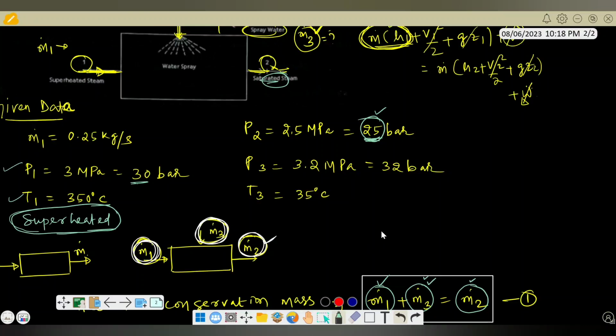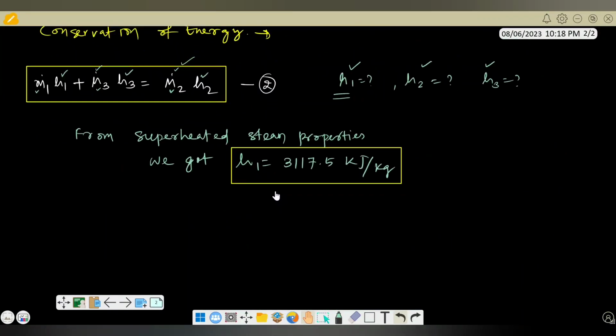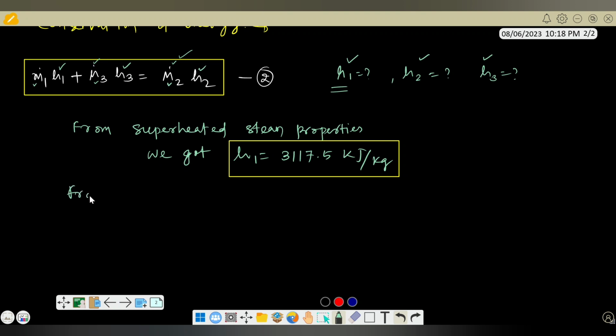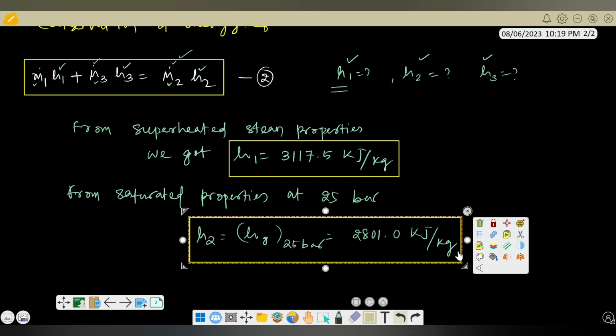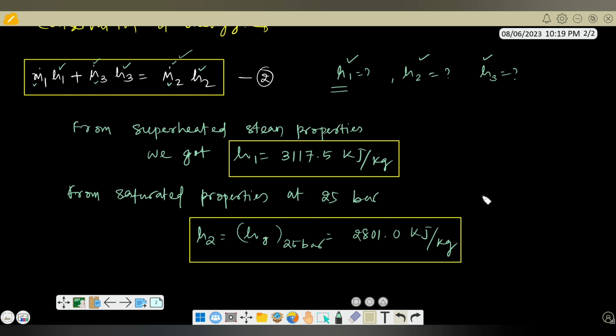Okay, so just return back to the board. Here I can now write: from saturated properties at 25 bar, h2, which is equal to hg at 25 bar, will be equal to 2801.0 kilojoule per kg. Let us check it again. Is it right? 2801, right? Correct. So again we got another answer, that is h2. Done. Now we have to find out the value of h3.